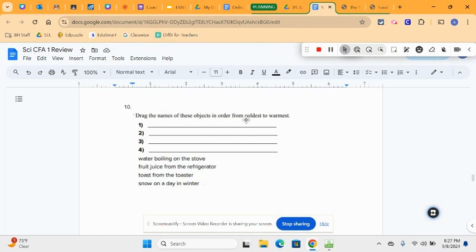So again, you're ordering them from the coldest item to the warmest or hottest item. So start with the coldest and then work your way a little bit warmer every time until you get to the warmest or the hottest one.